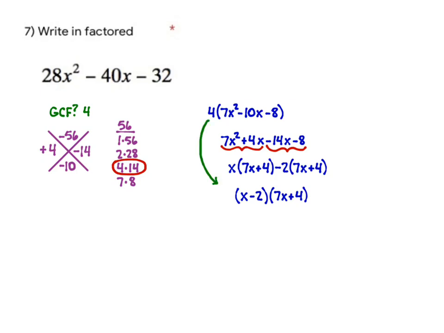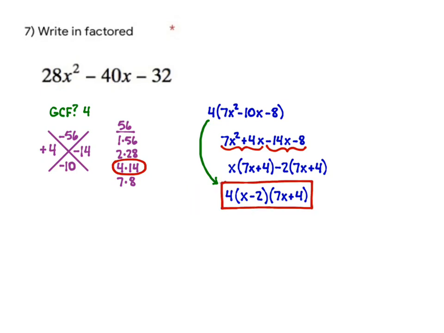All right, I forgot one thing. That 4 that we originally factored out, we have to keep that in our final answer, because if that 4 isn't there and I just distribute the x minus 2 times the 7x plus 4, I'm only going to end up with 7x squared minus 10x minus 8, not what I started with. So I need to carry that 4 as a greatest common factor out front.